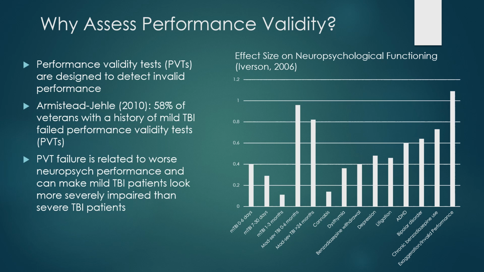So we do know that in certain samples, there are very high rates of performance validity test failure. And we also know that performance validity test failure is related to worse neuropsychological performance and can make a mild TBI patient look more severely impaired than a severe TBI patient. So we're going to zoom in on this chart.